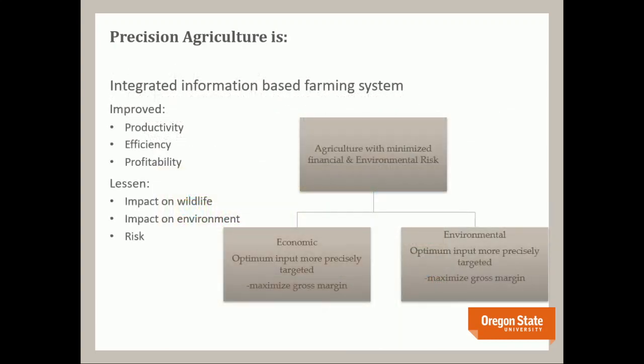Precision agriculture is an integrated information-based farming system to improve productivity, efficiency, and profitability. The considerations are the impact on wildlife, the impact on the environment, and the risk. In the flowchart, agriculture with minimized financial and environmental risk, with the economics of optimum inputs more precisely targeted, maximizes the gross margin. In the environmental case, optimum inputs more precisely targeted also maximize the gross margin.